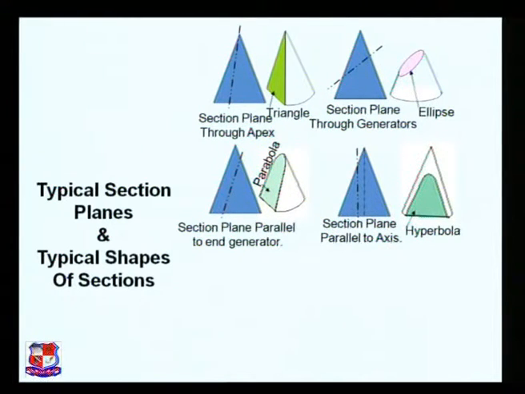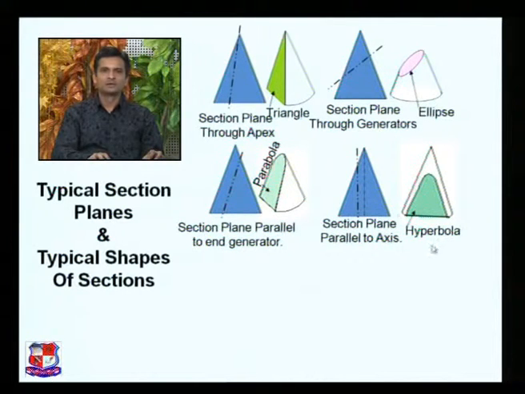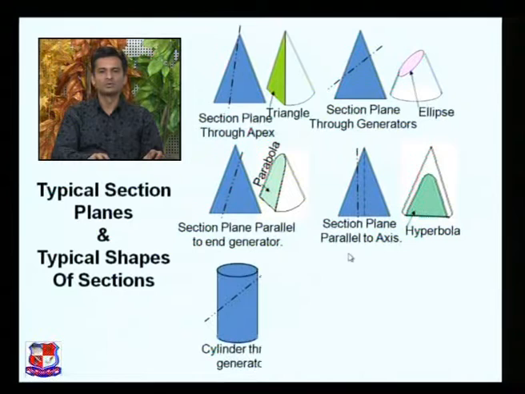Fourth case, section plane parallel to the axis. So here this is a cutting plane or section plane, this is parallel to the axis of this solid, so the true shape of the section would be hyperbola. So here three various curves are there: ellipse, parabola and hyperbola. So these all curves are taken from cone sections. So these three curves are also called as the conic section or conic curves.